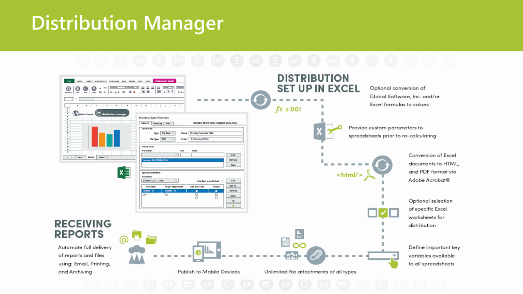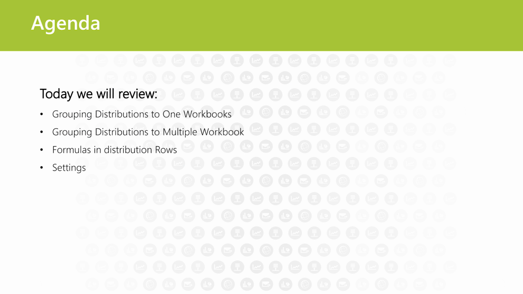The screen that you are seeing now is the Distribution Manager screen, which just gives a little bit of the flow and some functionality of what it can do from an overview perspective. Some of the topics that Daryl will be covering today and showing you in detail will be the grouping of distributions for one workbook as well as multiple workbooks, formulas in the distribution rows, and then he will go over every option in the settings and what those options represent.